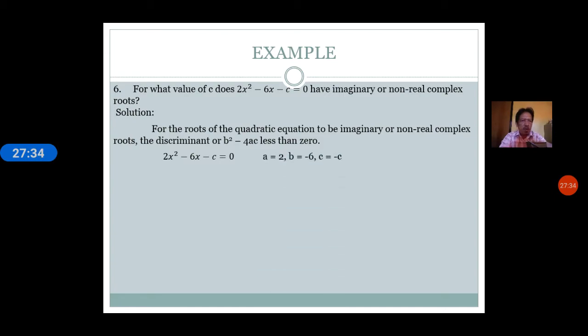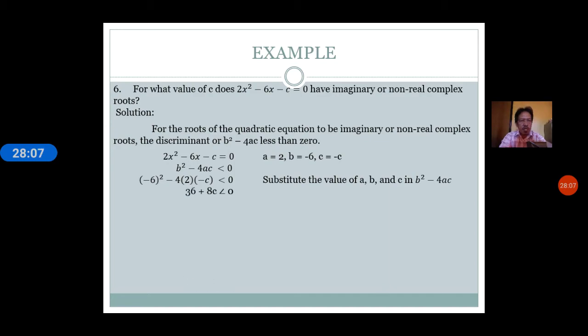So, we have to identify again the value of a, b, and c. We have a is equal to 2, b is equal to negative 6, and c is equal to c. Okay? So, since the condition will be b squared minus 4ac is less than 0, we have to substitute the values of a, b, and c. Then we have negative 6 squared minus 4 times 2 times c is less than 0.